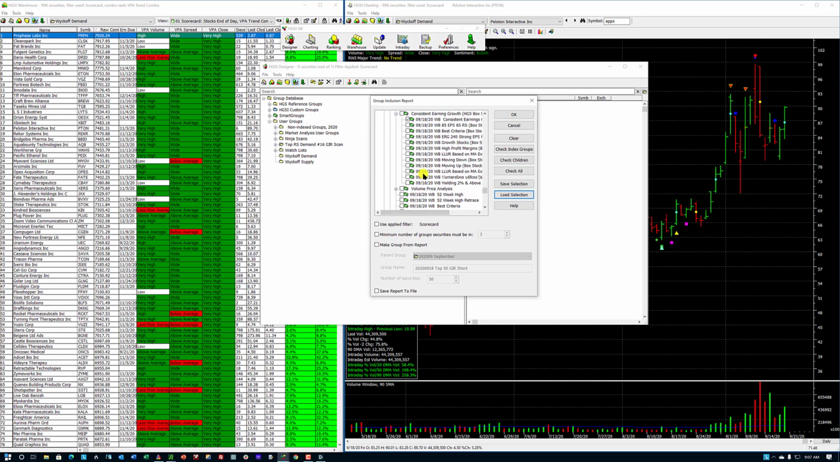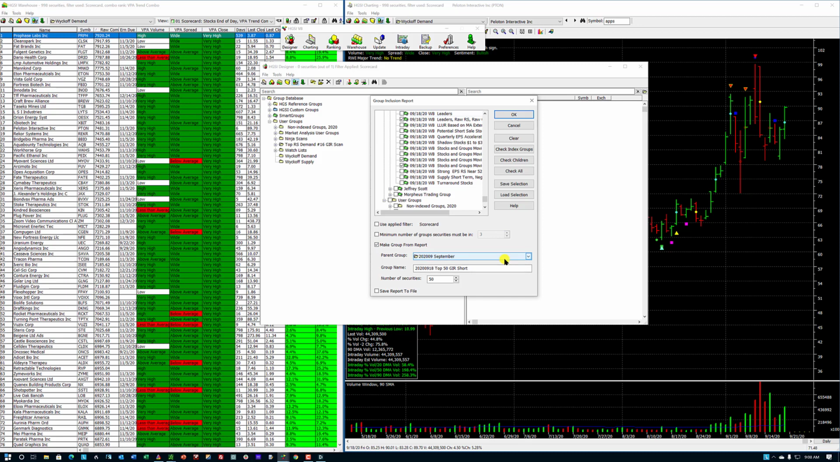Now, the 180 groups that it's selecting, most of those are industry groups, and then I'm selecting a few others. Consistent earnings growth. I want stocks with consistent earnings growth. And I also want stocks that are high relative strength stocks, and I want the stocks and groups moving to the upside. There's only four smart groups in here. And then I'm going to make a group from this report.